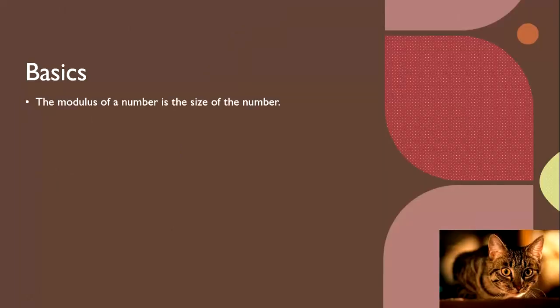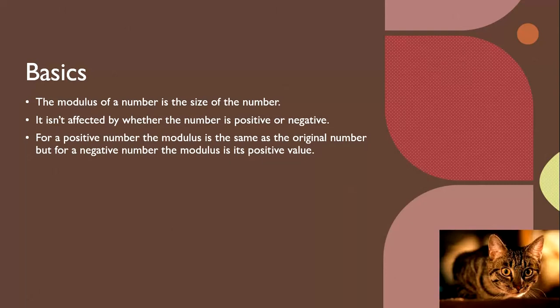So basics. The modulus of a number is the size of the number. It isn't affected by whether the number is positive or negative. For a positive number, the modulus is the same as the original number. But for a negative number, the modulus is its positive value. So how can I explain this? The modulus of 3 is 3. The modulus of minus 3 would be 3. Because it's the size of the number and not whether it's the value, so not whether it's positive or negative.